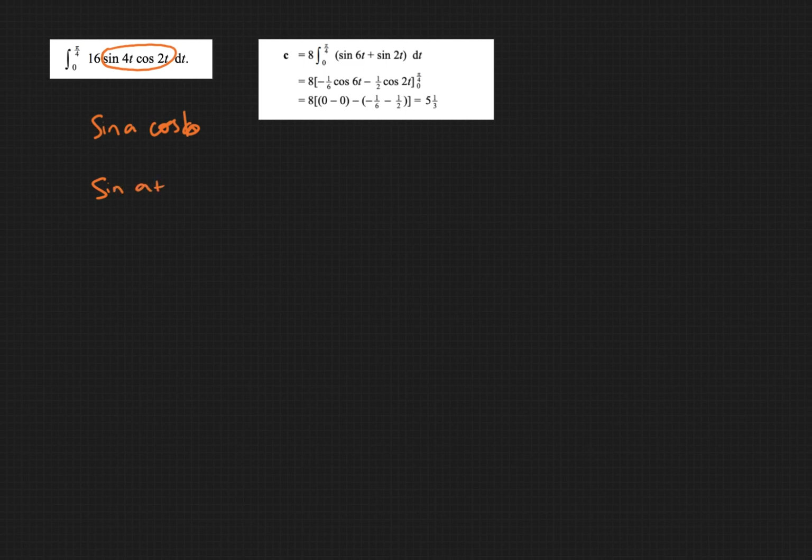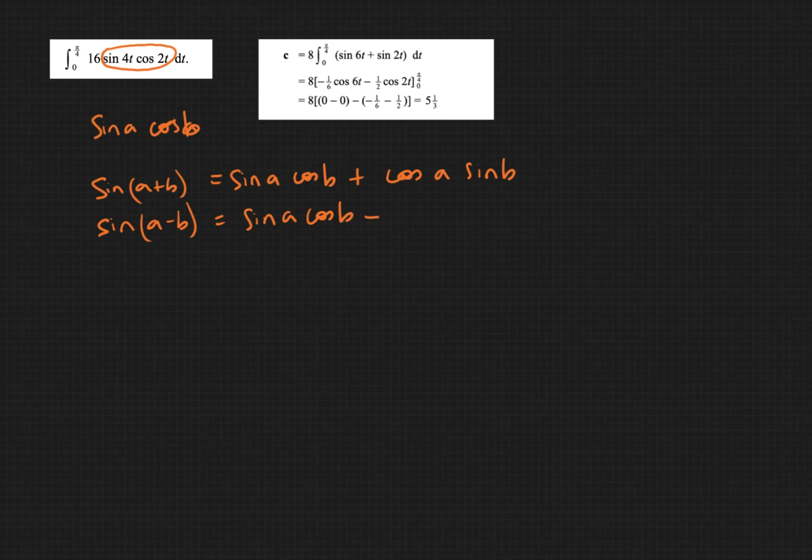So sine A plus B is equal to sine A cos B plus cos A sine B. And the other rule is sine A minus B equals sine A cos B minus cos A sine B. I can't remember if this is given to you in the exam paper, so check the formula book, which is on the shared resources drive.